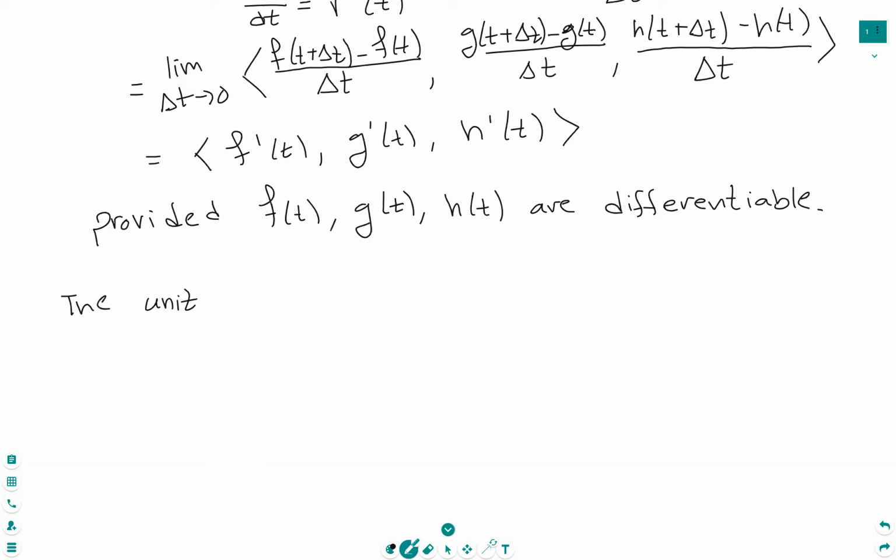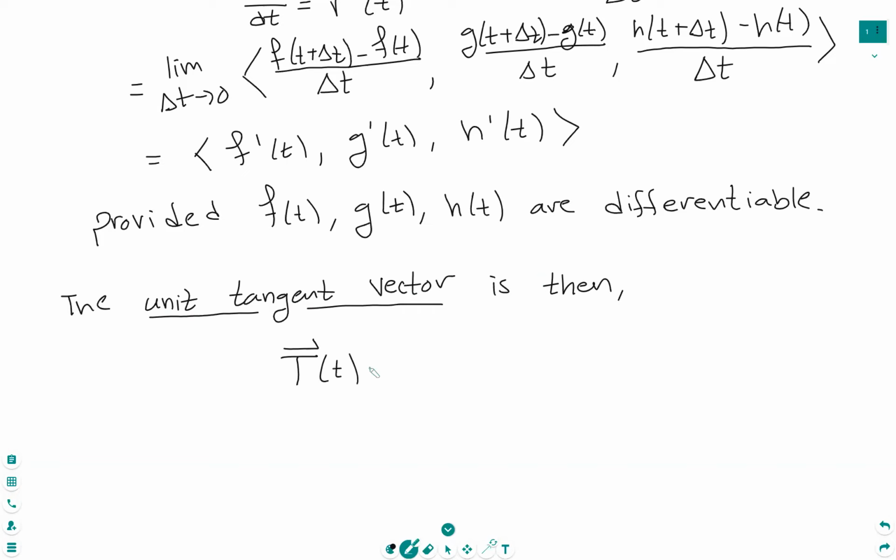The unit tangent vector is then, we write as a capital T. It is R prime of t over the magnitude of R prime of t.